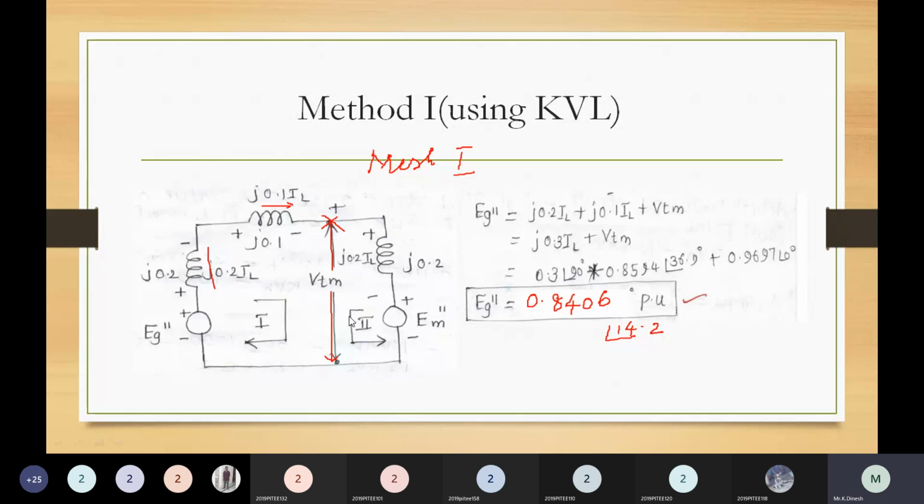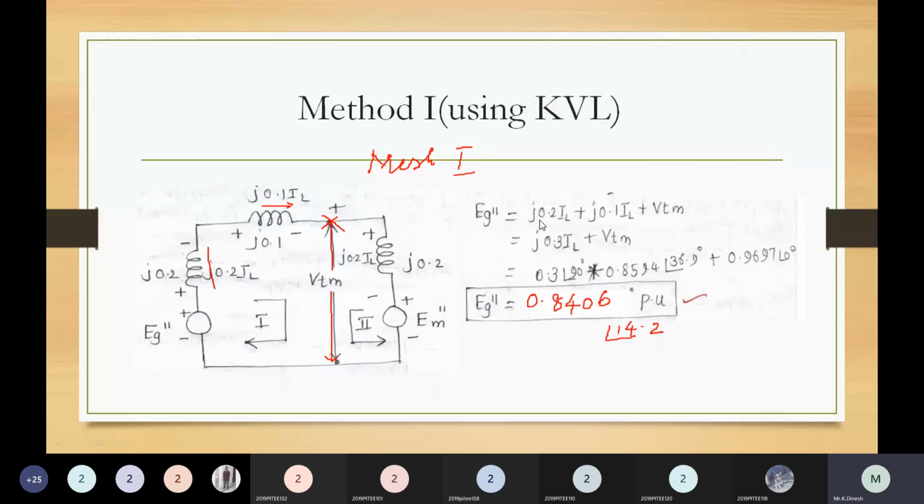So first I need to find out EG double dash, that is, the transient voltage. EG double dash is nothing but the algebraic sum of the voltage drops, that is, j0.2 times IL, j0.1 times IL, plus your terminal voltage VTM.